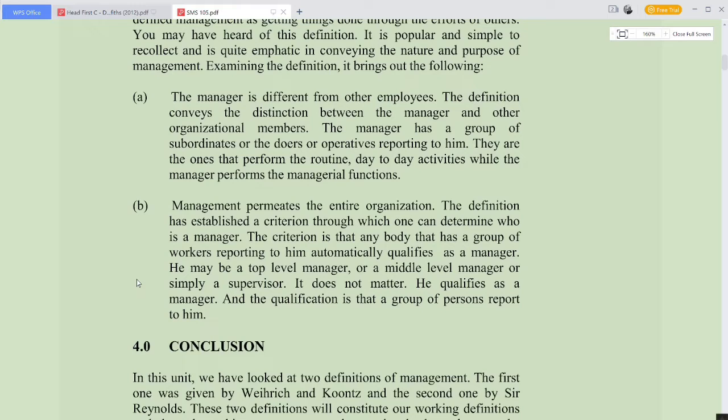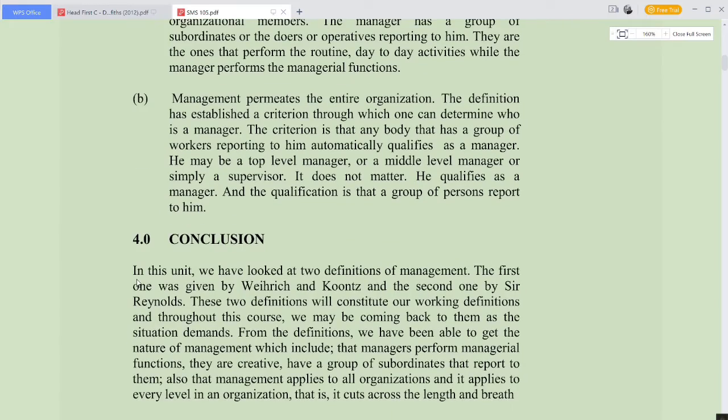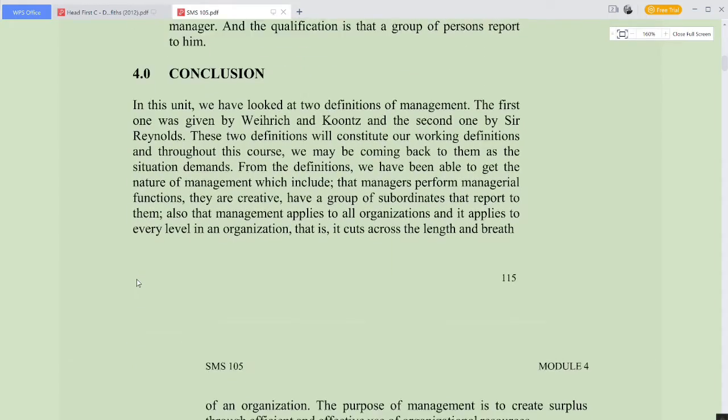B. Management permeates, management spreads evenly, the entire organization. The definition has established a criterion through which one can determine who a manager is. The criterion is that anybody that has a group of workers reporting to him automatically qualifies as a manager. He may be a top level manager, a middle level manager, or simply a supervisor. It does not matter. He qualifies as a manager, and the qualification is that a group of persons reports to him.